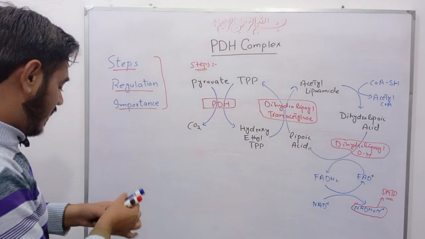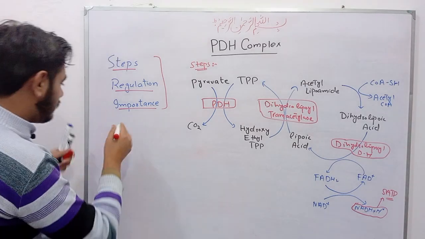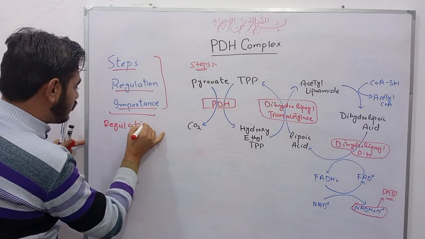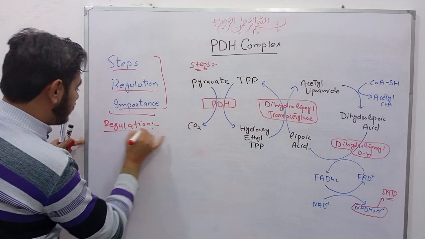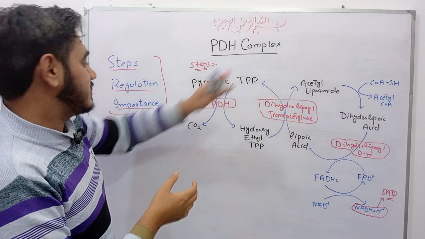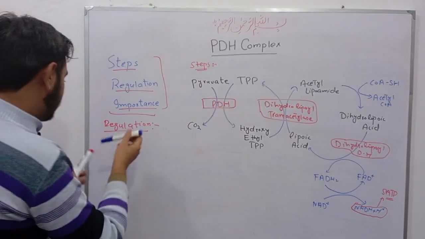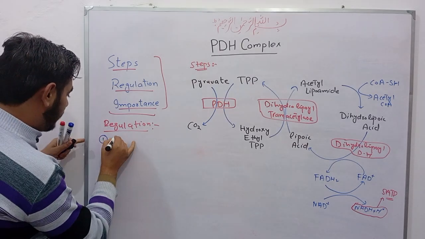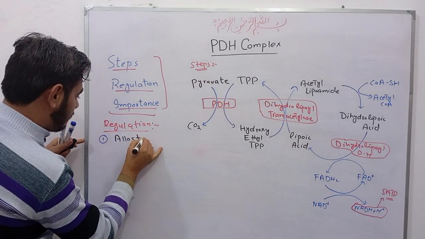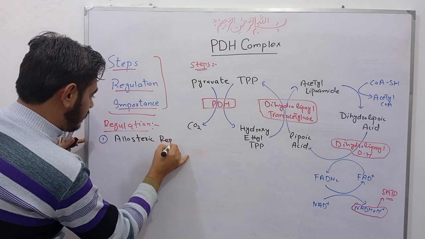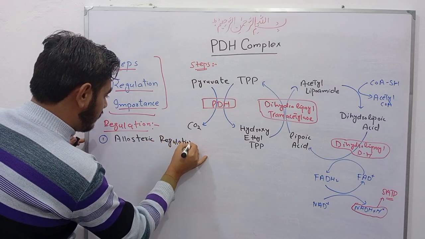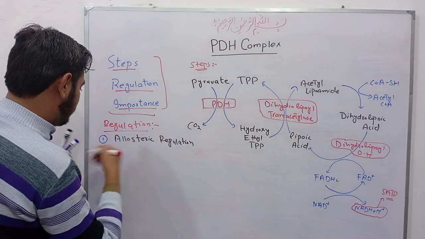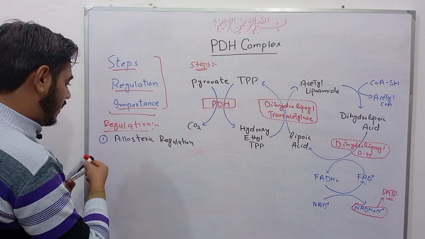Now coming toward the regulation. There are two ways through which this pyruvate dehydrogenase complex gets regulated. The first one is allosteric regulation by products.